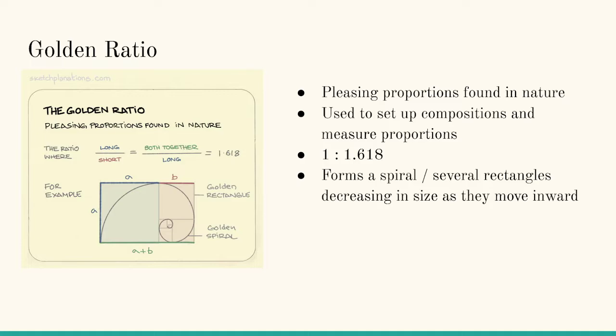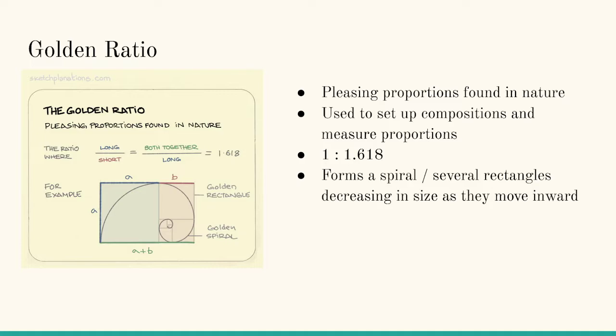The golden ratio, 1 to 1.618. It creates this spiral or these decreasing squares, rectangles, that you can see over here. This is how we get it. It's the long side divided by the short side equals the longest side. And it forms this spiral, and we use these mappings to map out proportions of things.